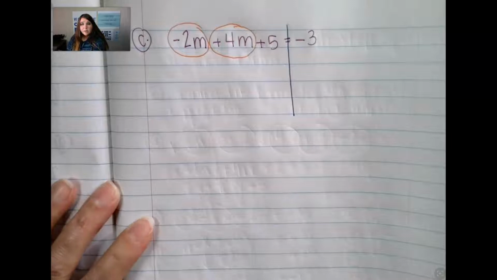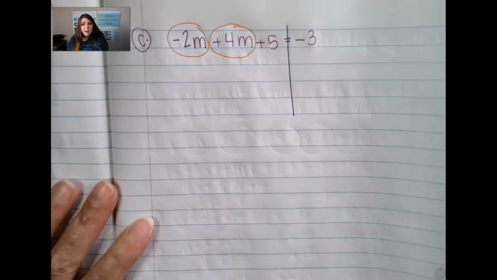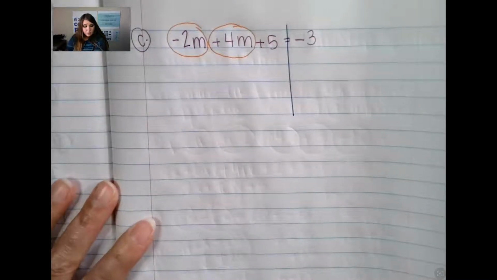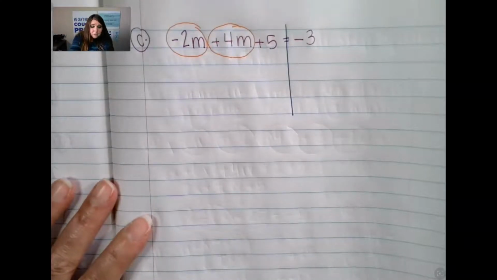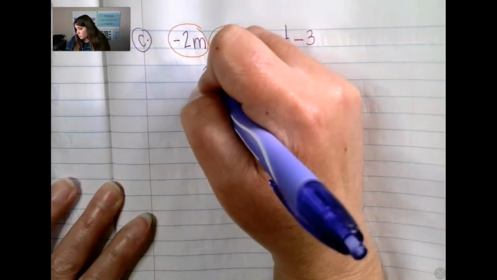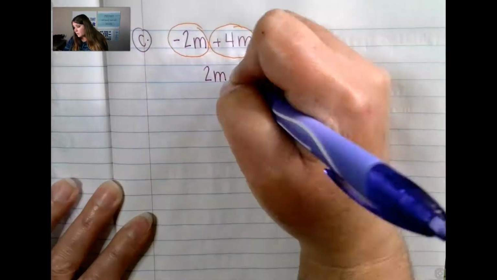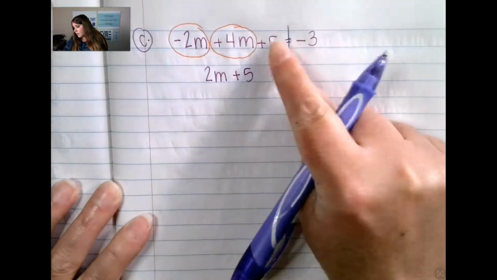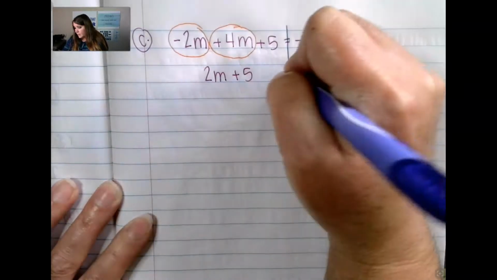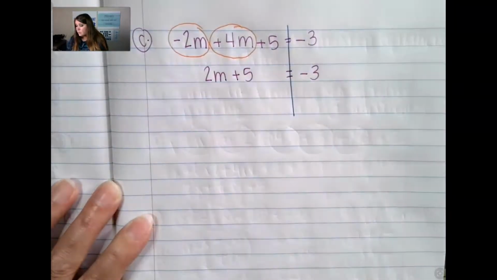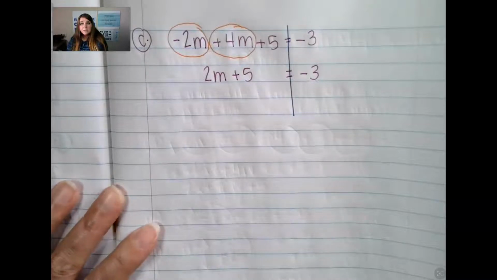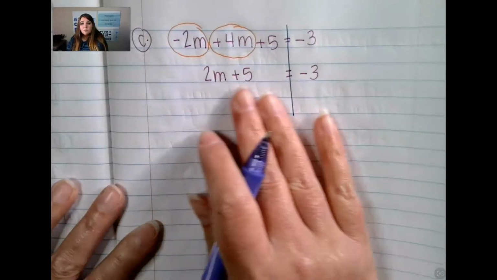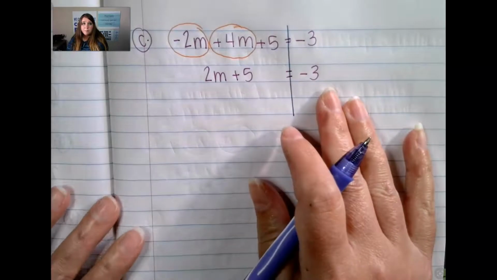All right, so I have negative 2 and I add a positive 4. So I have negative 2 in the bank. I add a positive 4. So that means that I have 2 m's in the bank plus that 5. And it equals negative 3. So now we're going to just keep solving. So I've went from everything being crazy to a more simplified version of the problem.